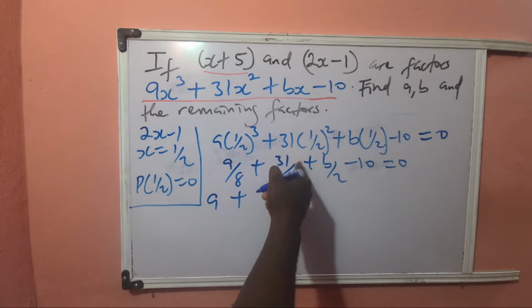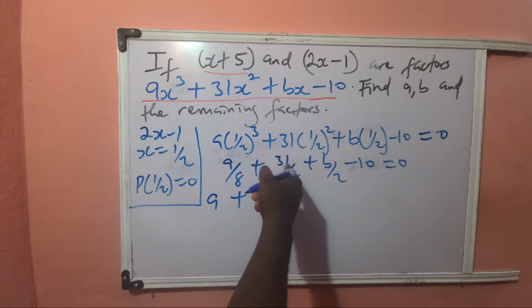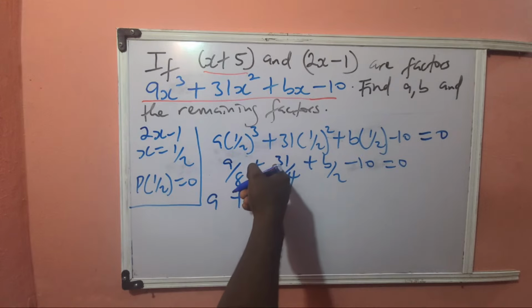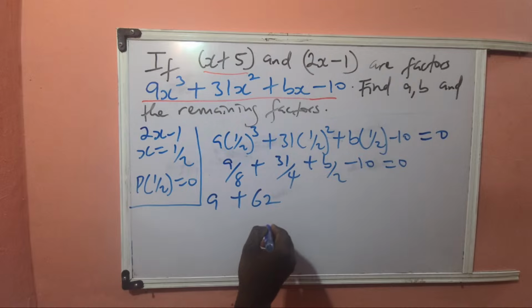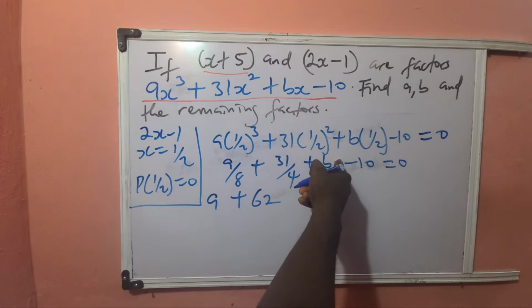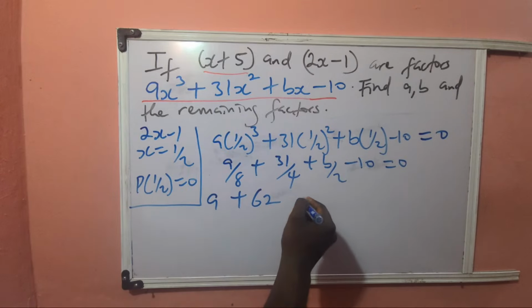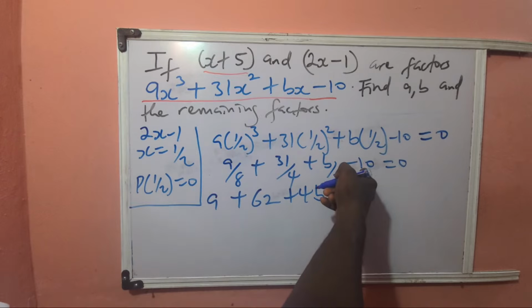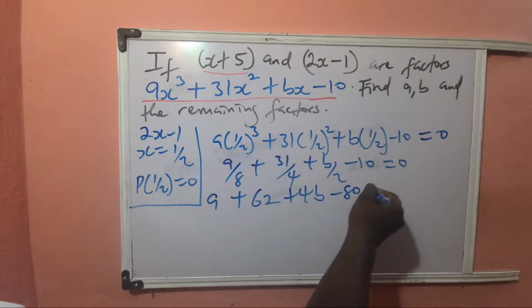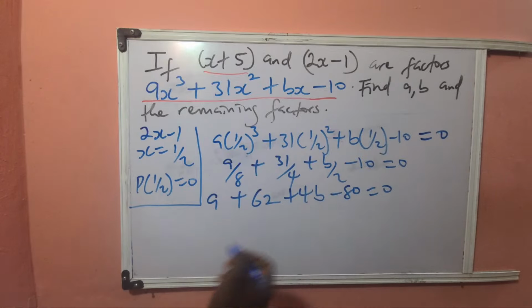Multiplying this one by 8, that will be 2 times 31, because 4 will go in 8, 2 times 31, that will be 62. And then multiplying this one by 8, that will be 4 times b, that will be plus 4b. Then multiplying this one by 8, that will be minus 80 equals to 0. That's how we are able to remove the denominator. All right, let's see what we have next.